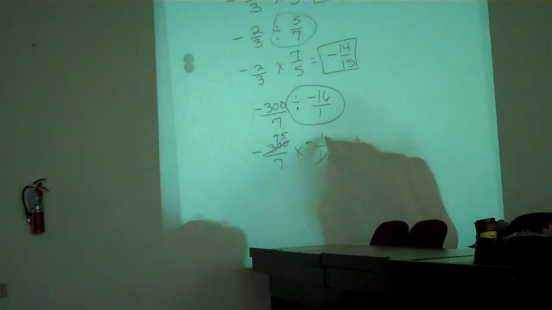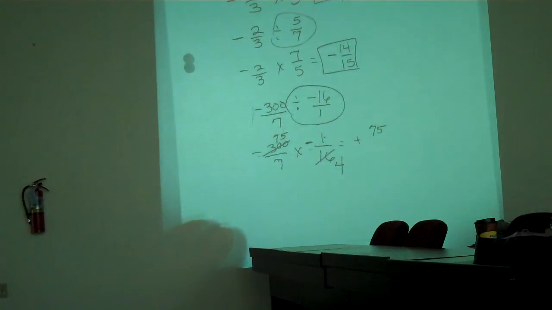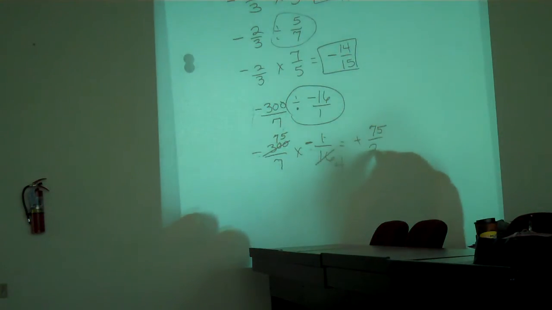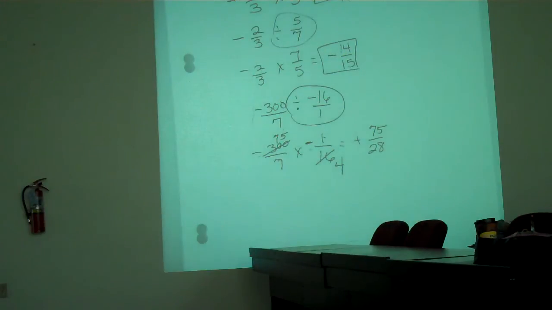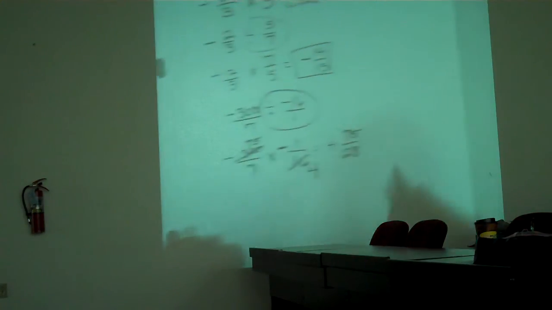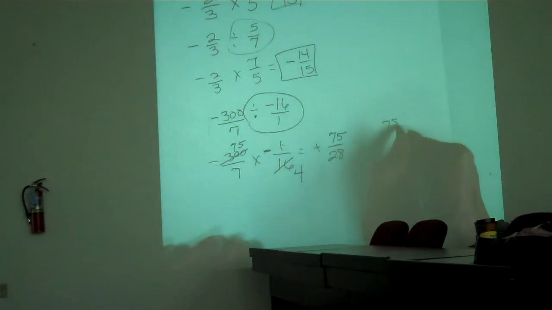Okay, 75 times 1 is 75. 7 times 4? 28. Okay. That you could leave like this, but it's better to get in the habit of going ahead and changing it into a mixed number. The answers in the book, they leave them improper, which this is called improper. Top is bigger. Okay, it's better if you go ahead and divide it.